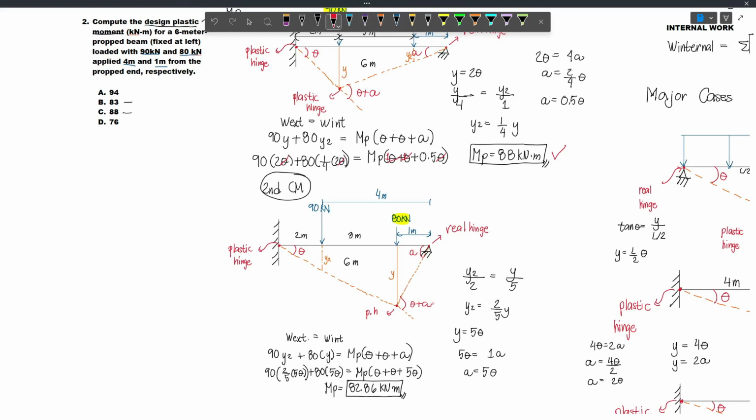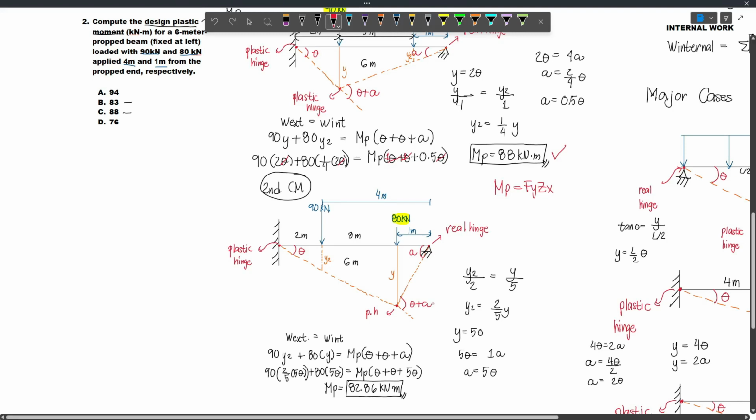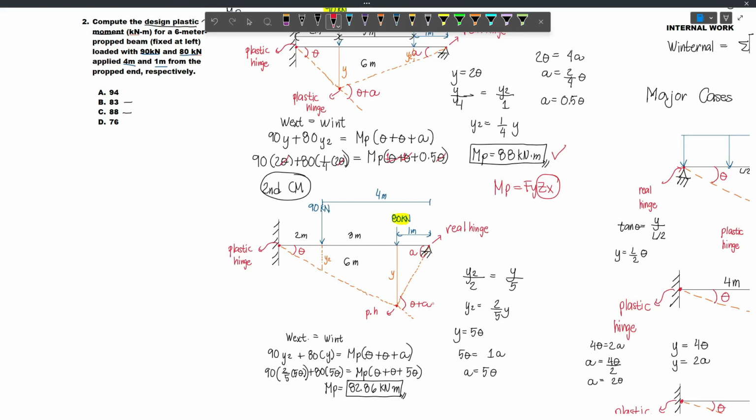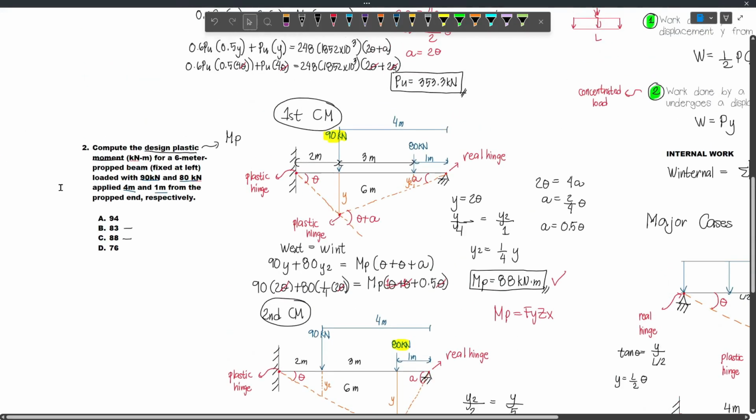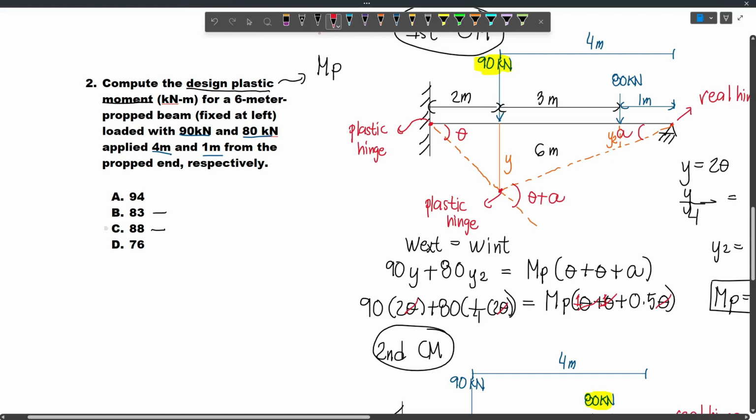Again, Mp is equal to FyZx. Either we increase the yield stress or we increase the plastic section modulus. If we increase either one, the capacity of our beam increases. If Zx is large, it means your beam is thicker, and the larger the yield stress, the longer it takes for yielding to start. And so our answer is 88, and that will be letter C.